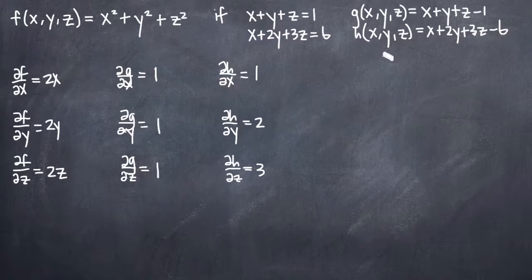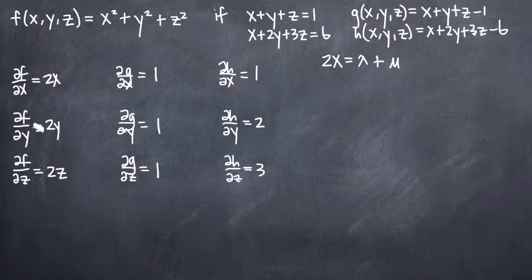Once we have all of our partial derivatives calculated, we're going to go ahead and set up our Lagrange multiplier equations. The way that we'll do that is we'll take the partial derivative of our original function f, so we'll take 2x, and we'll set that equal to whatever we got for the partial derivative of g times lambda. In this case, 1 times lambda is just lambda, plus whatever we got for the partial derivative of h times mu. So 1 times mu is just going to give us mu here.